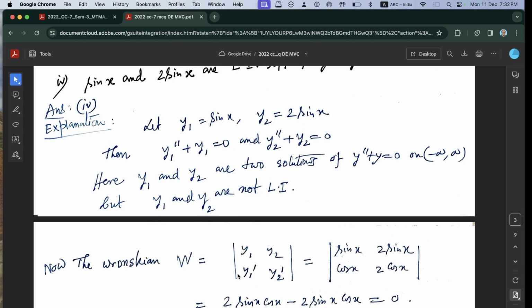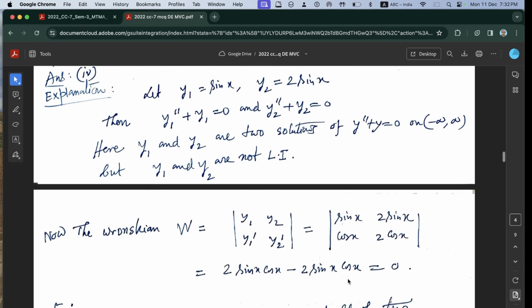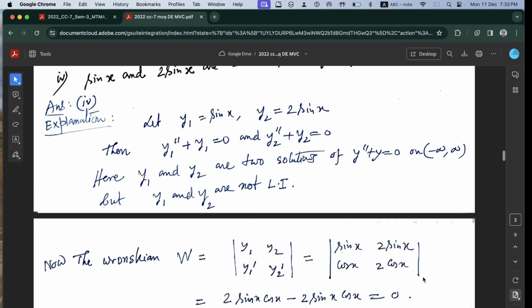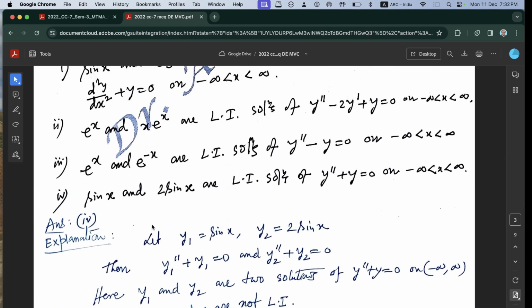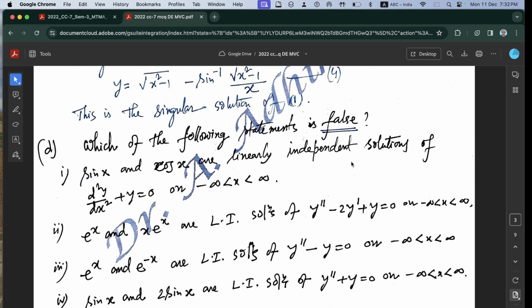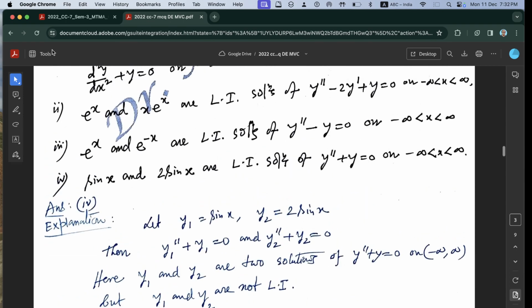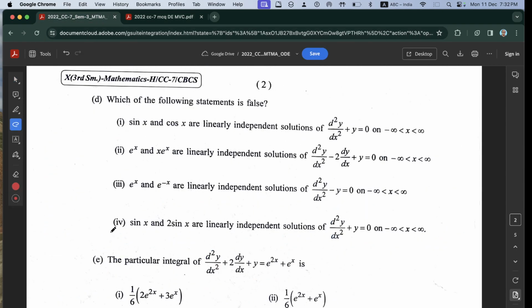So we get the determinant y1, y2, y1 dash, y2 dash. We get sin x, 2 sin x, cos x, 2 cos x. So this is equal to 0. So the correct option is 4. Sin x and 2 sin x are linearly independent solutions, and this is the false statement. So the correct option is 4.